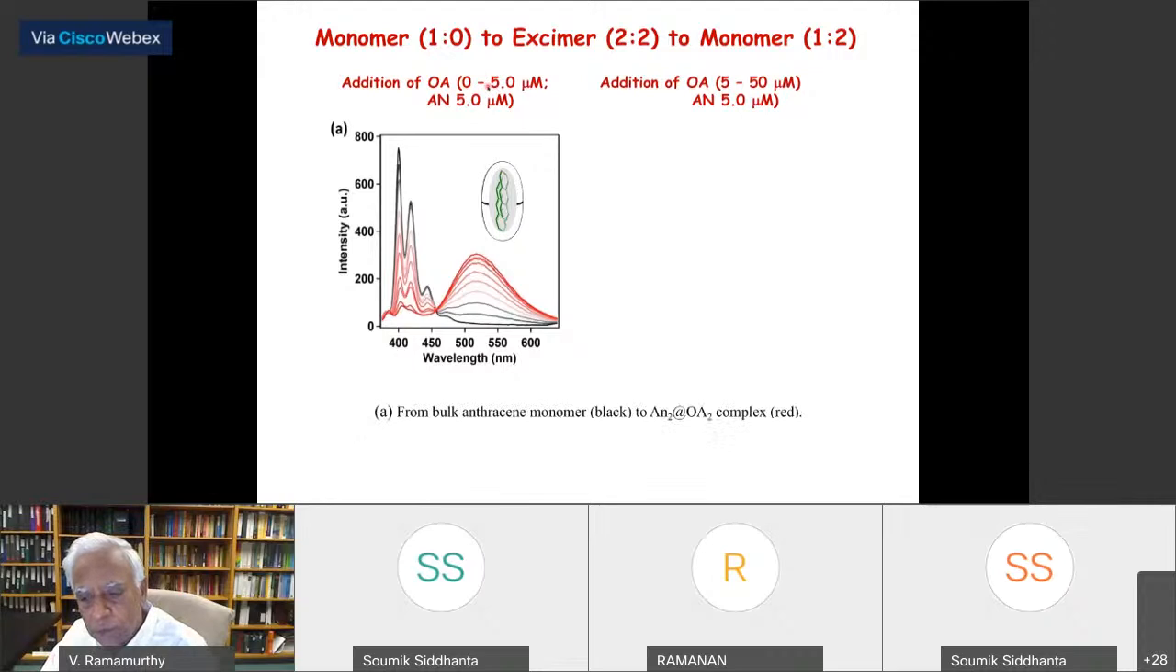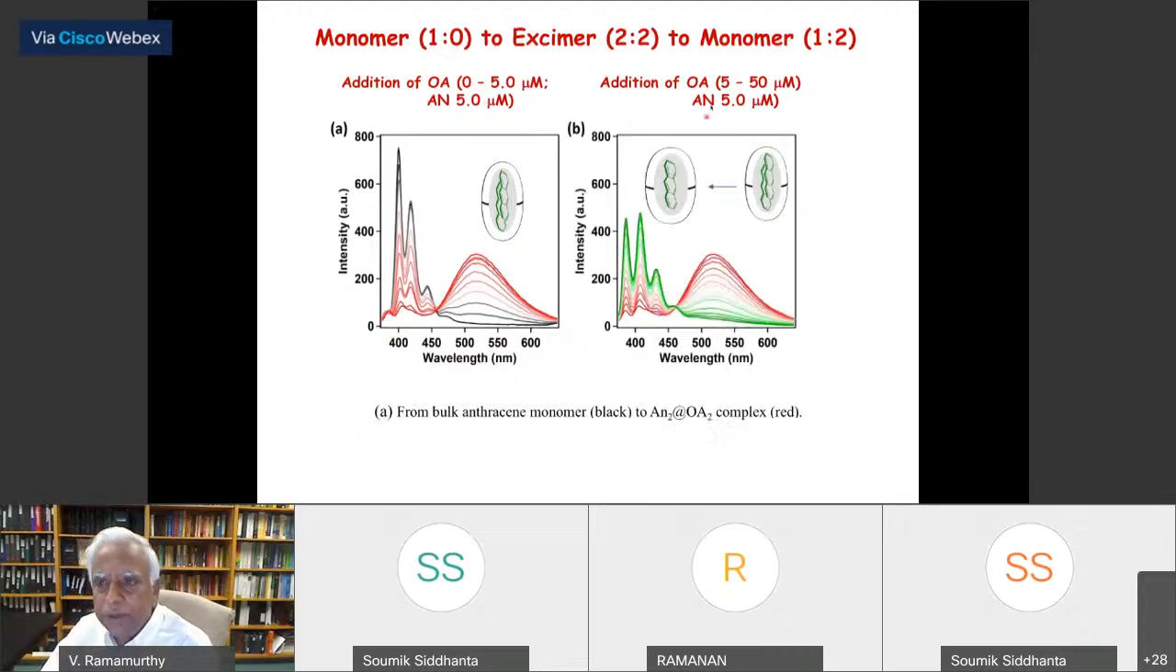Now, if you continue to add more than this 5 micromolar, and you become greedy, you hope that you can catch everything. Now what happens is, this emission comes down, and now this emission goes up. Okay, there are two emissions. This is a monomer, this is an excimer. The ratio of these two is controlled by the amount of octa acid in solution. But if you are somebody looking very closely at the spectra, you can see this one and that one are not identical. Okay, I will tell you what it means.